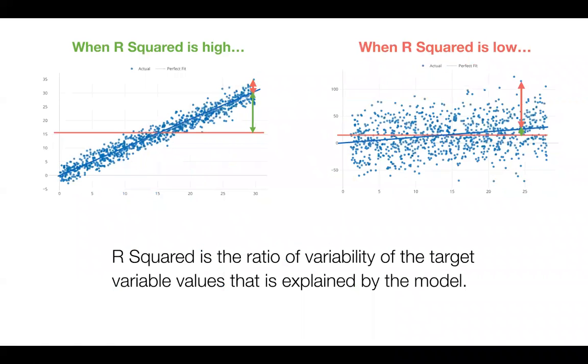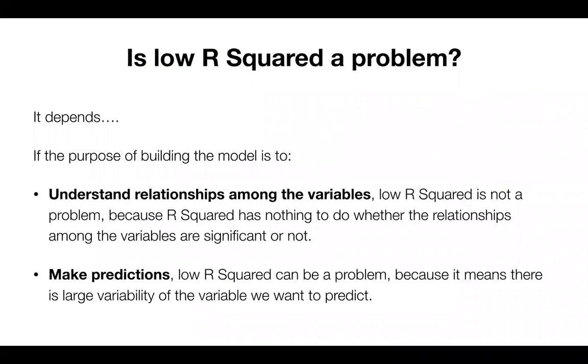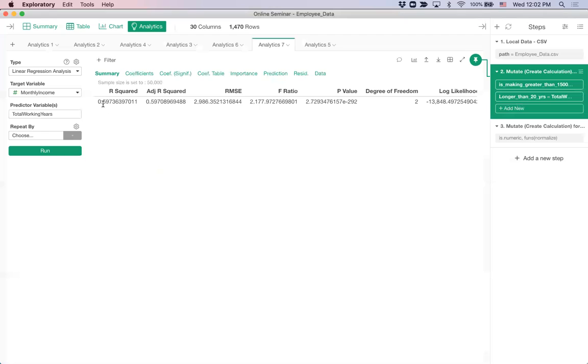So R square can tell us how much of the variance of the target variable, in this case monthly income, can be explained by using this predictor variable, in this case, let's say total working years. What we got here is 0.59. So 60% of the variance of the monthly income compared to average can be explained by total working years, which is pretty good.